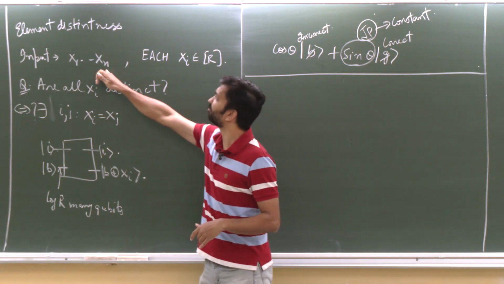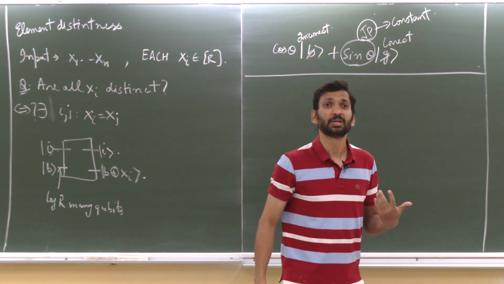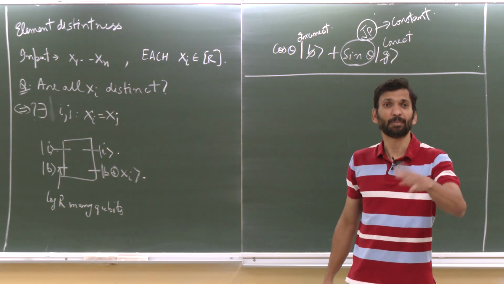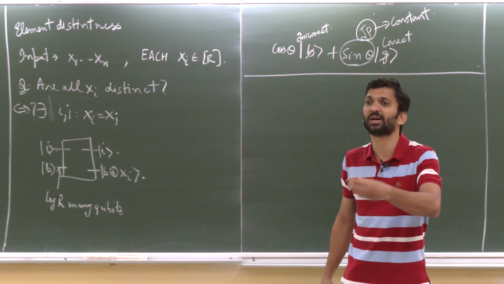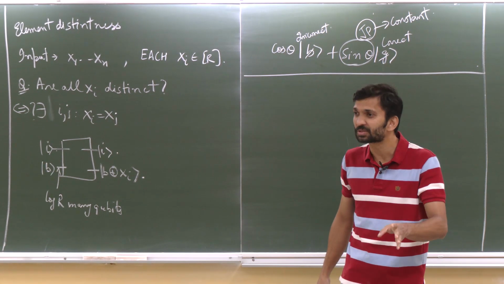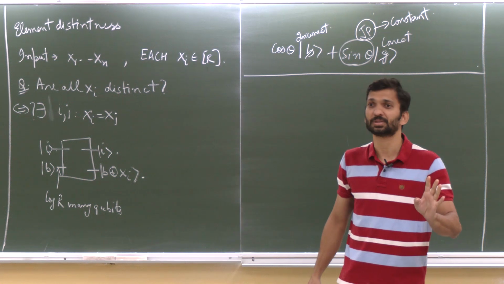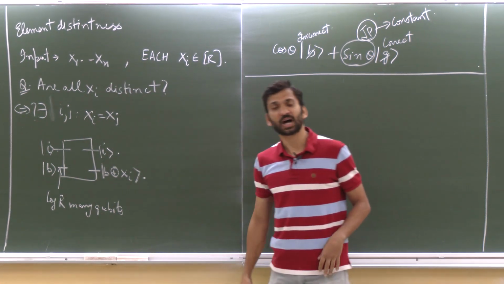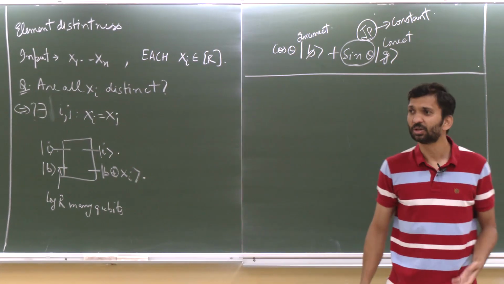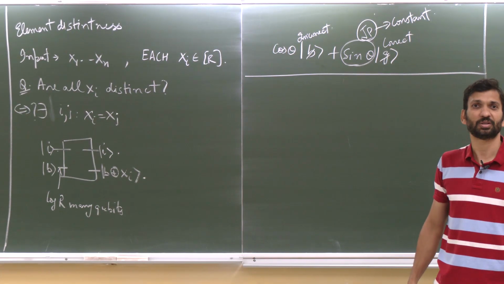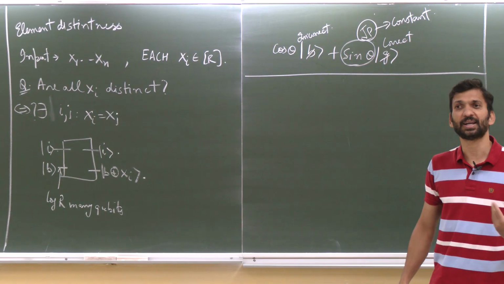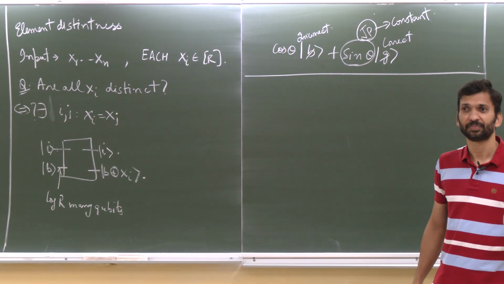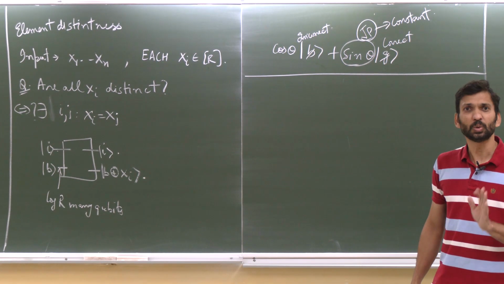Okay, so I have n numbers. Small and many numbers. You can think of them as colors, you can think of them as names, you can think of them as big numbers. Given such n elements, the question is, are all these elements distinct, or there exists a collision, there exists i and j such that xi equals xj. This is what you want to decide.